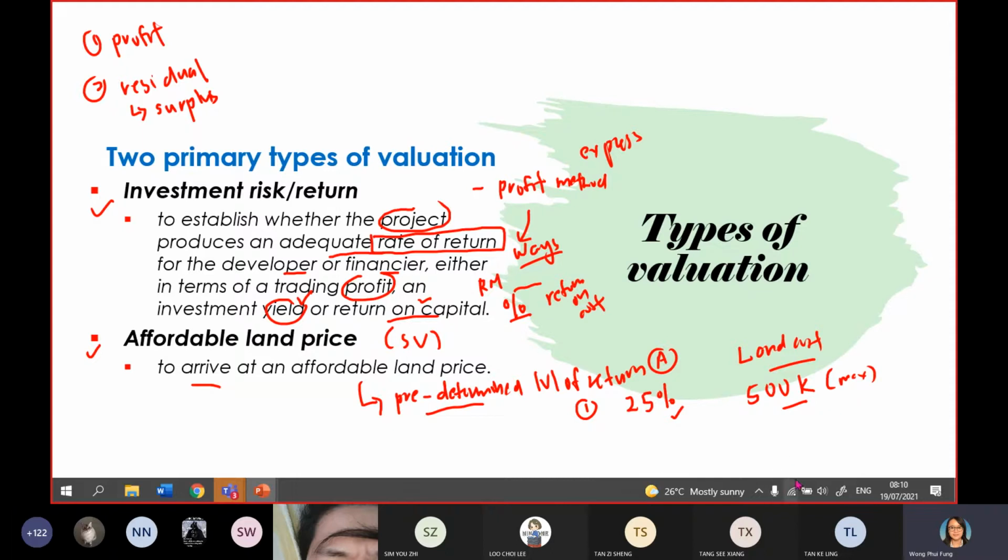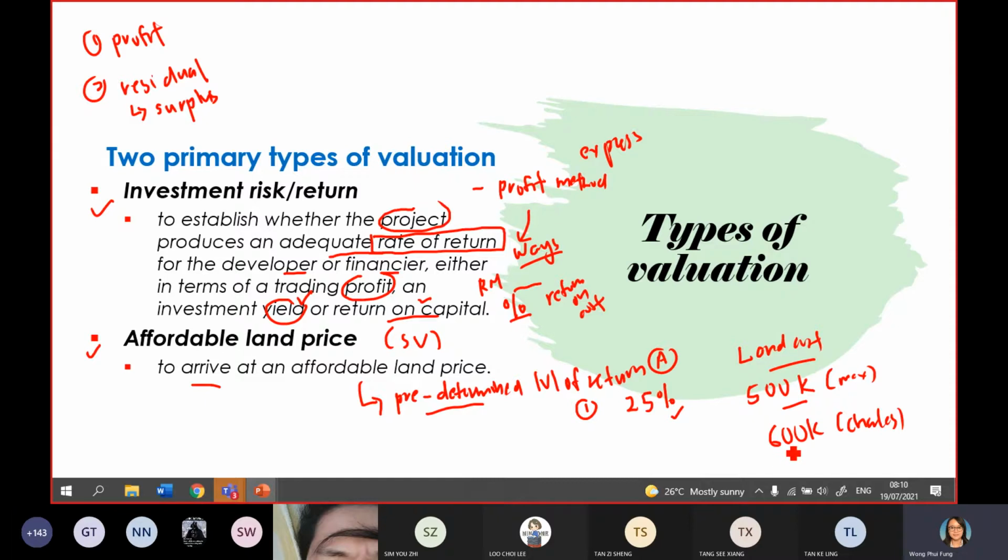So let's say Charles is the landowner. Charles says 500,000, I don't think that is very attractive. I am requesting 600,000. So Charles says 500,000 not so good. I don't think that is a very good offer. I would like to ask for 600,000.